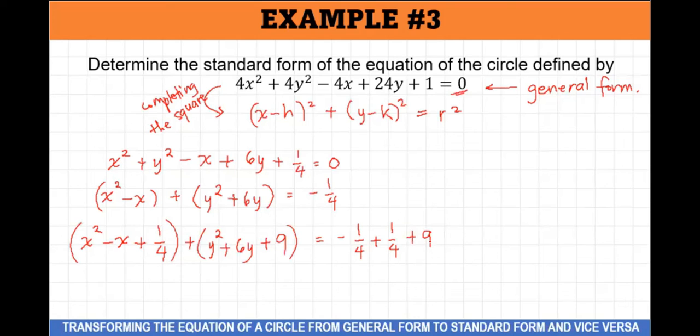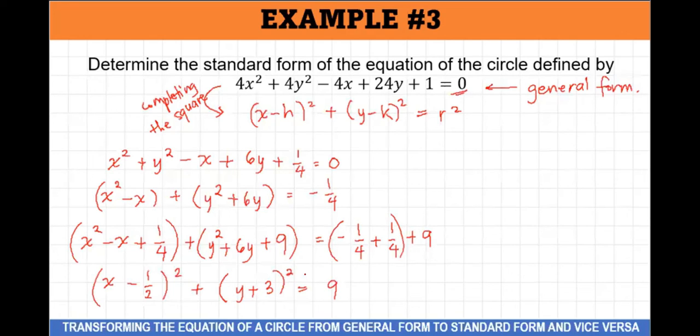Now, next one would be, we are going to factor the left side and simplify the right side of the equation. So, pag finactor daw natin yung left side, this is going to be quantity x minus 1/2 squared plus quantity y plus 3 squared equal to negative 1/4 plus positive 1/4. They will cancel each other out. You will be left with 9.